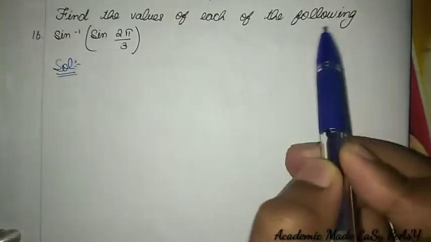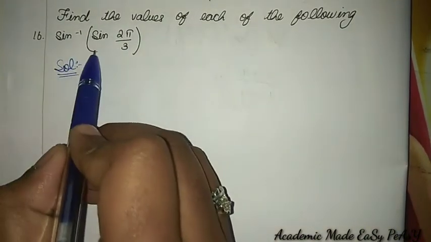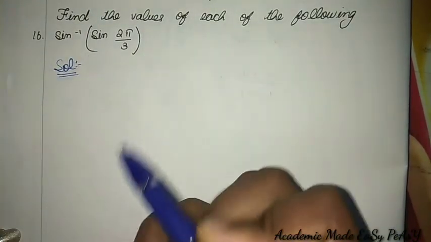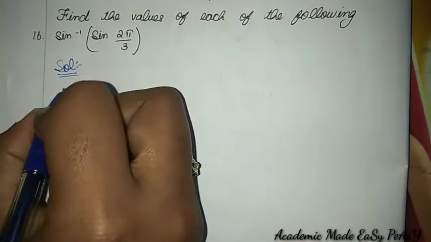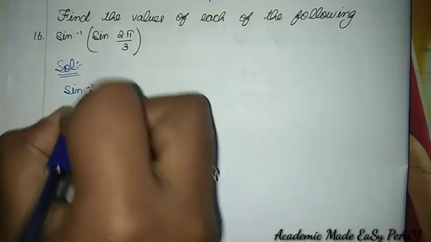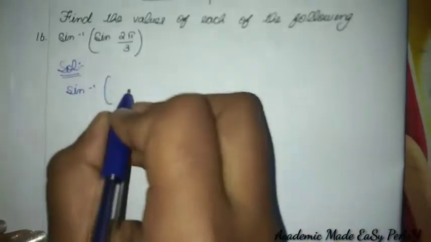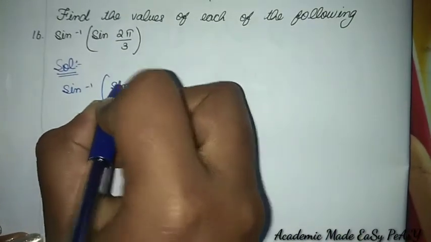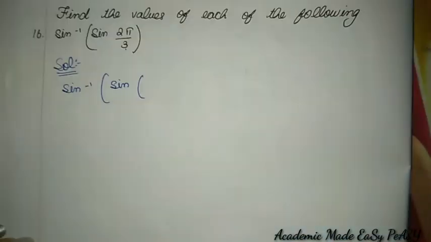Find the values of each of the following. So question 16, sine inverse of sine 2 pi by 3. So we will be just simplifying. Simplifying means we already learnt in the principal value branch. Now we will be just doing it like that. Here I will write it in the simple form.